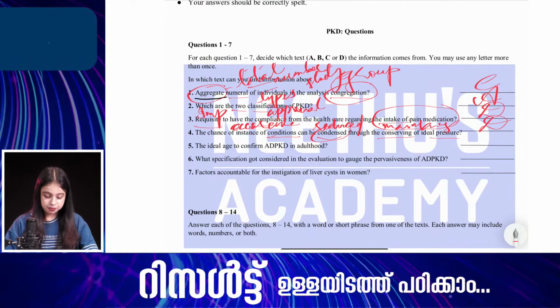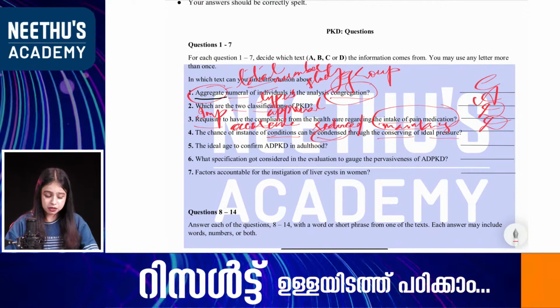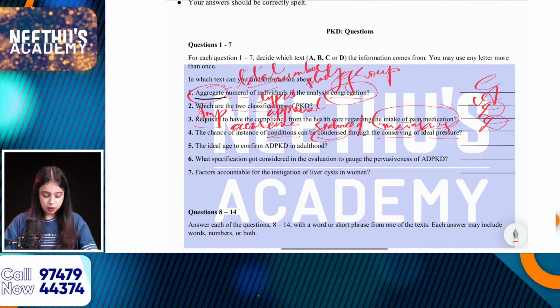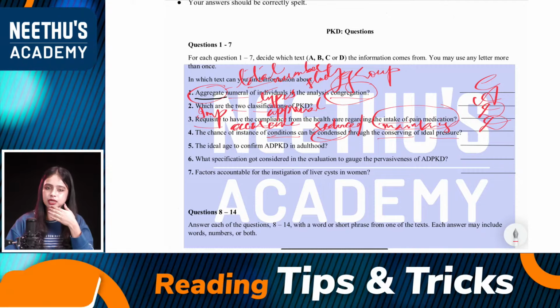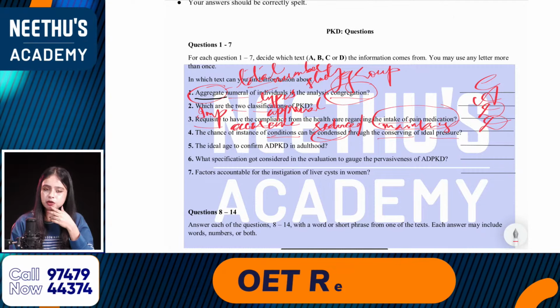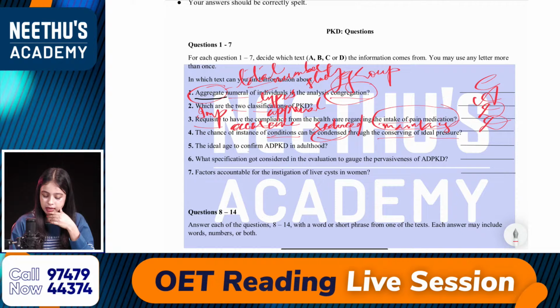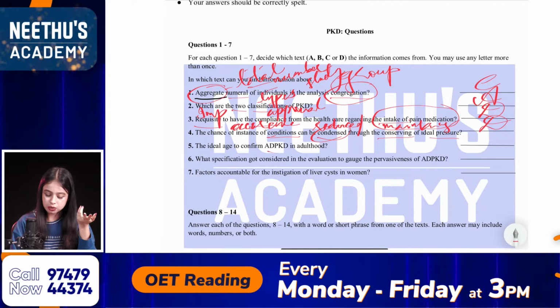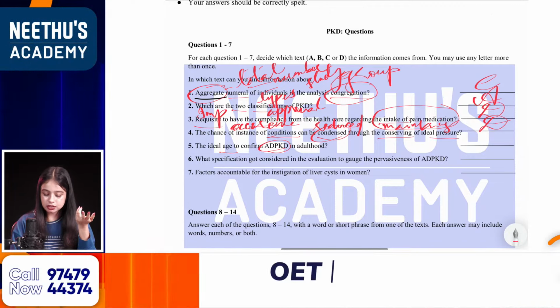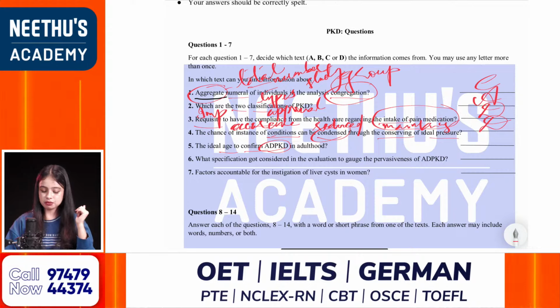And fifth one. Hi Nazia, good afternoon dear. Yes, Jisa, in blood pressure, yes, correct answer. What about the fifth one? Ideal age to confirm ADPKD in childhood. Okay, actually this is an abbreviation, you know that. Ideal age, confirm condition, yeah.